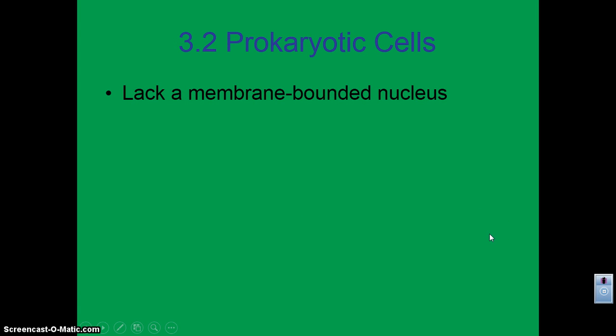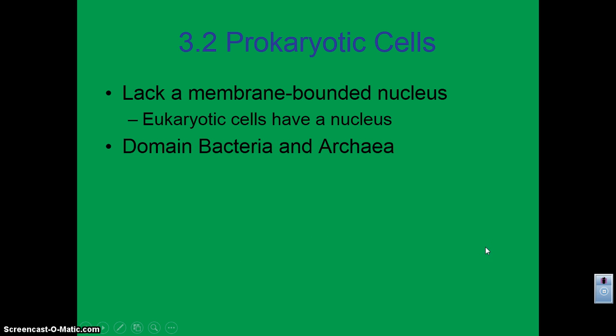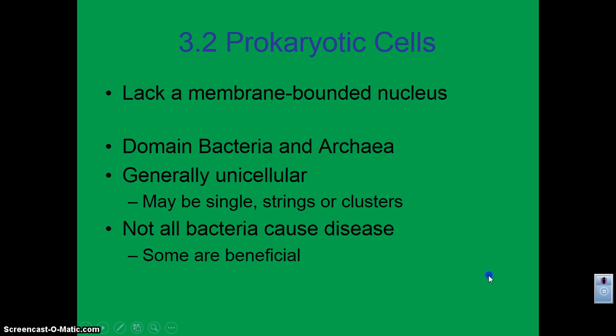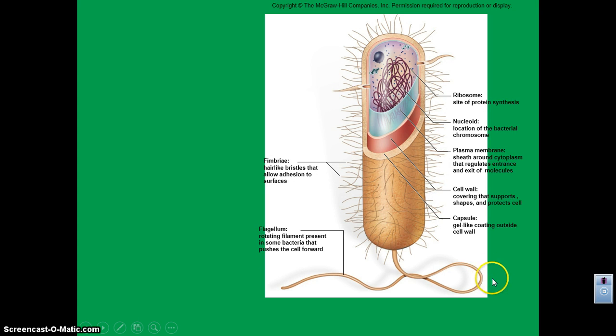Let's take a look at prokaryotic cells a little closer. We said before they don't have membrane-bound organelles, so they do not have a membrane-bound nucleus. Eukaryotic cells do have that. They belong to the domains Bacteria and Archaea. They're usually unicellular. Sometimes they can be found in strings or clusters as well. And you have to remember that not all bacteria cause disease. Some are very beneficial, especially those in the lining of your gut.